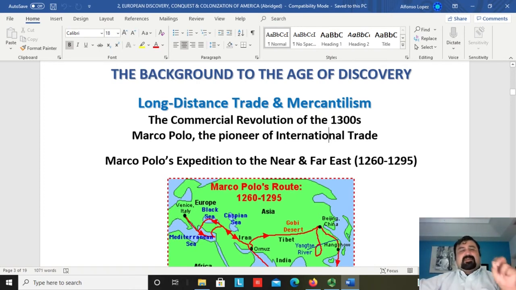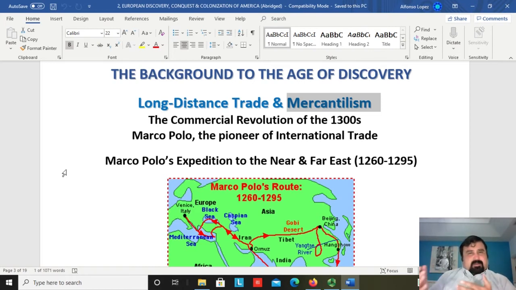So long distance trade is the engine of change, and long distance trade by the 1400s and beyond is going to mature all of the trading networks that were developed from the 13th to the 1400s. Together, they're going to create an international economic system, the first international economic system, known back in those times as mercantilism. So we're going to see with the rise of long distance trade the rise of an international economy, because prior to this time, there was not an international economy to speak of in world history.